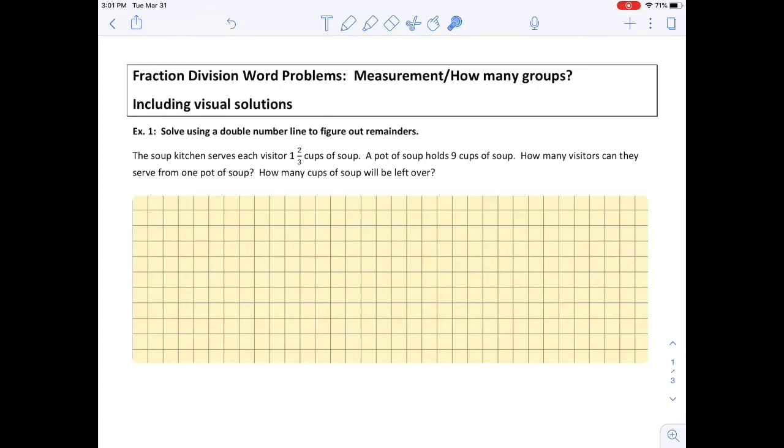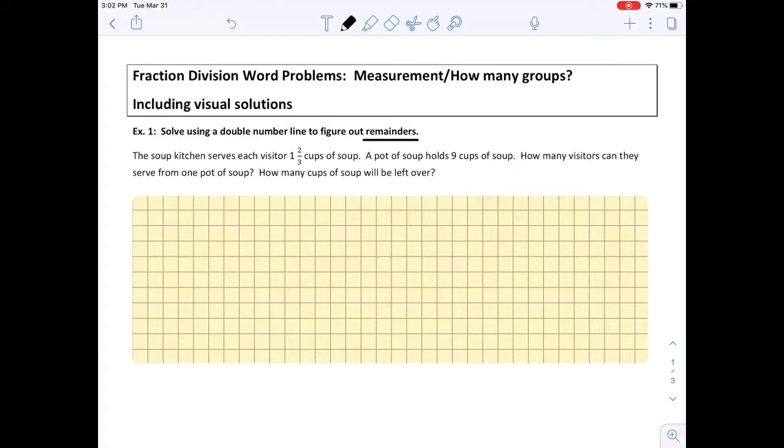We're going to be solving and writing fraction division word problems using the measurement or how many groups perspective of division. Our first word problem is a tricky one because we're going to have to interpret the remainder.